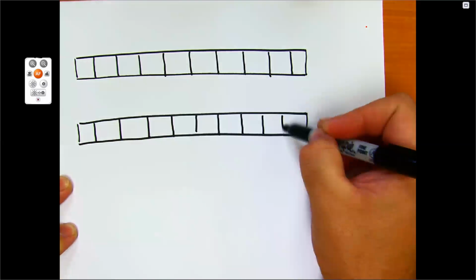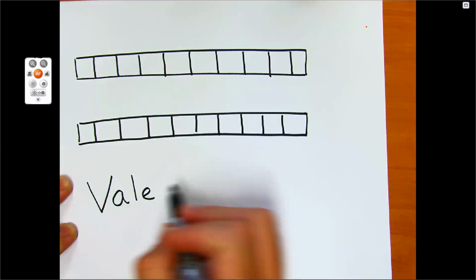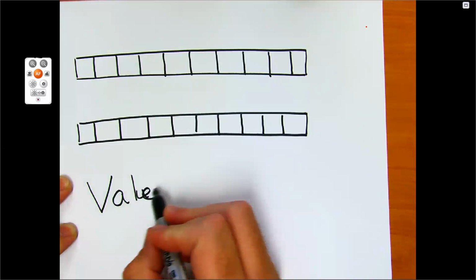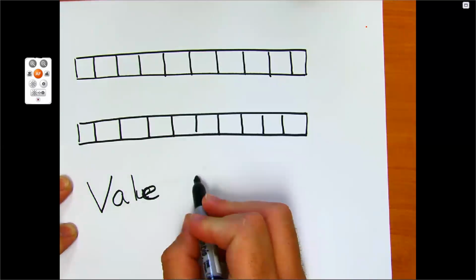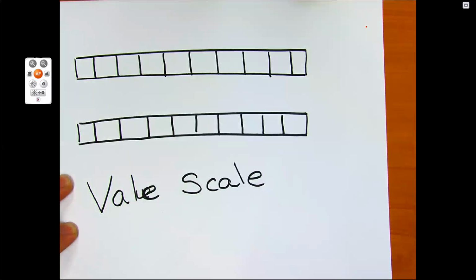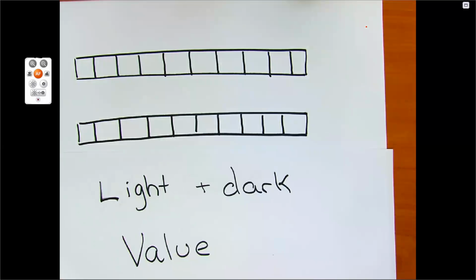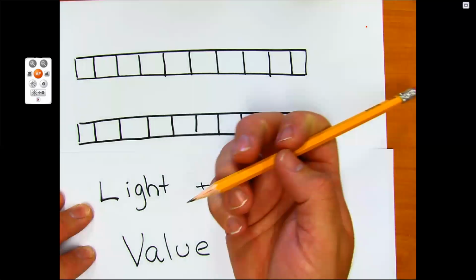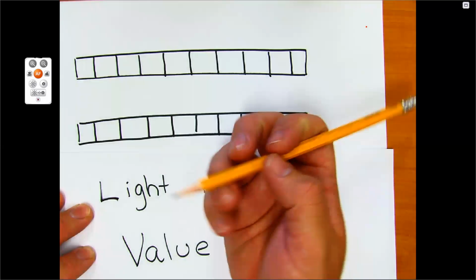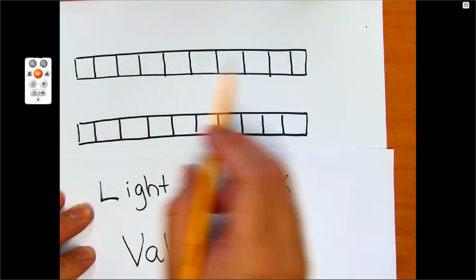Okay, so we are going to practice how to make a value scale. So remember, light and dark is value. So what you're going to need is you'll just have a pencil. One of these ends is going to be light, and one of these ends is going to be dark.